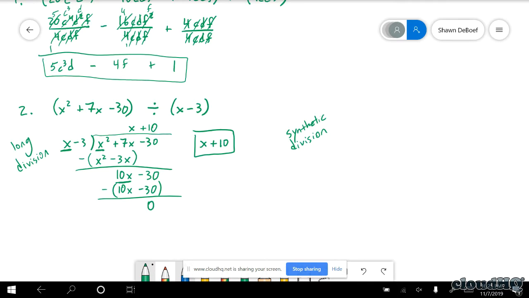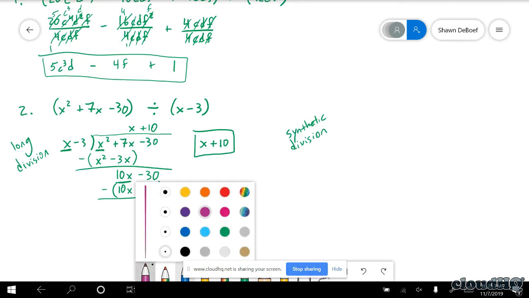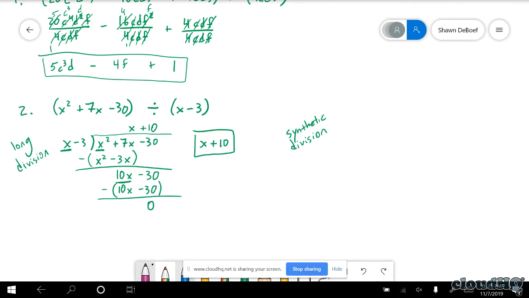Here's what you have to do. Take the thing you're dividing, the x squared plus 7x minus 30. Think about the coefficients. So the first coefficient was a 1, and then a 7, and then a negative 30. And I wasn't missing any of the terms, but we're just going to write those down and leave a little bit of space in between them. If it's negative, make sure you indicate that.